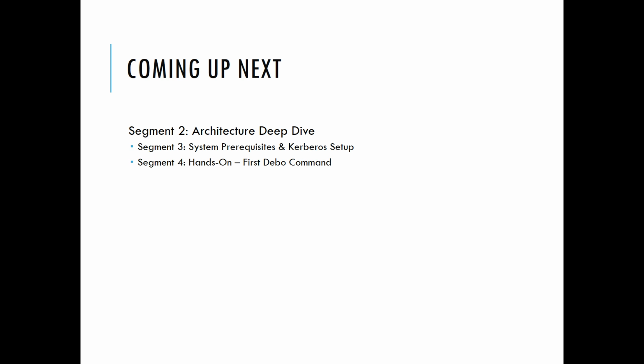In segment 2, we will take a deeper dive into the architecture, examining the communication flow and agent forking model in detail. Segment 3 will be critical, as we walk through the system prerequisites and a practical setup of Kerberos authentication, the bedrock of secure operations. Then, in segment 4, we'll roll up our sleeves for a hands-on session, running your very first Debo command. This is where theory meets practice.